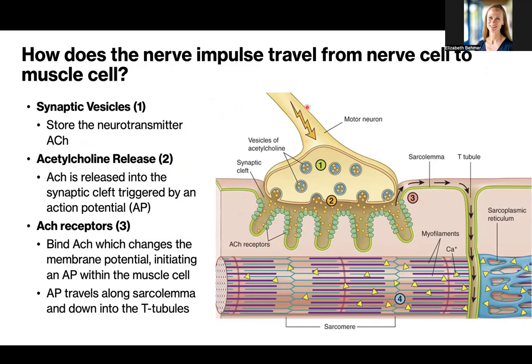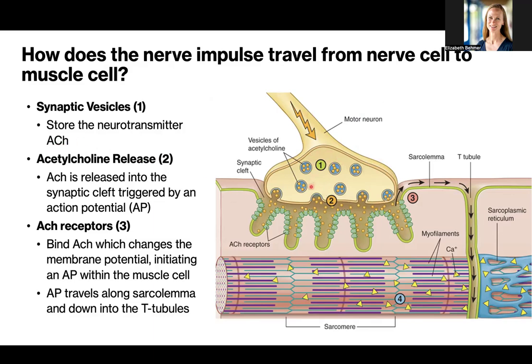This lightning bolt shape is signifying an action potential, which is the signal that's traveling down a motor neuron that eventually needs to get passed to a muscle fiber in order to cause a muscle to contract. So we have synaptic vesicles at the synaptic knob, which is the end of our motor neuron, and the synaptic vesicles store a very important neurotransmitter called acetylcholine.